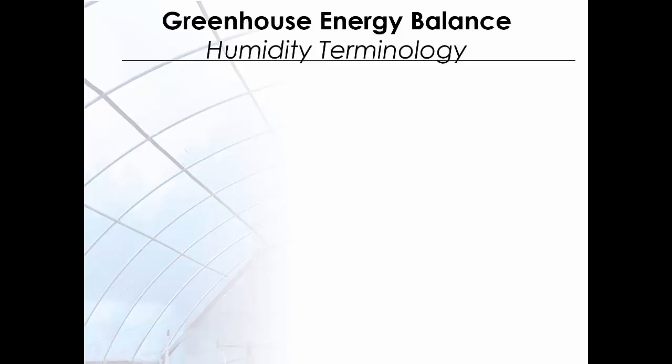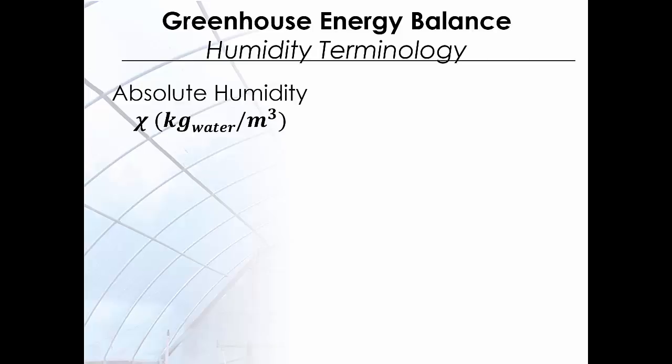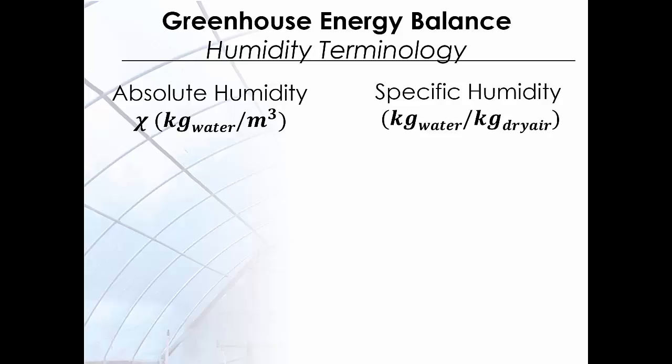Let's now look at some of the humidity terminology used in greenhouse energy balance analyses. The three ways to quantify the water vapor content in air are absolute humidity, which can be represented by kilograms of water per volume of air; specific humidity, that is the mass of vapor per unit mass of air, represented by kilograms of water per kilogram of dry air; and finally, in terms of partial pressure or vapor pressure, with pressure units.